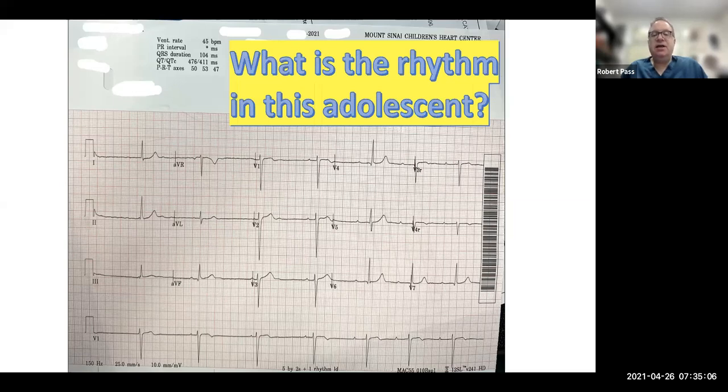Now, first-degree heart block is not considered a class 1 or a class 2A indication for implantation of a pacemaker. Sinus node dysfunction in the setting of chronotropic incompetence would be an indication for a pacemaker, but this patient is completely asymptomatic.